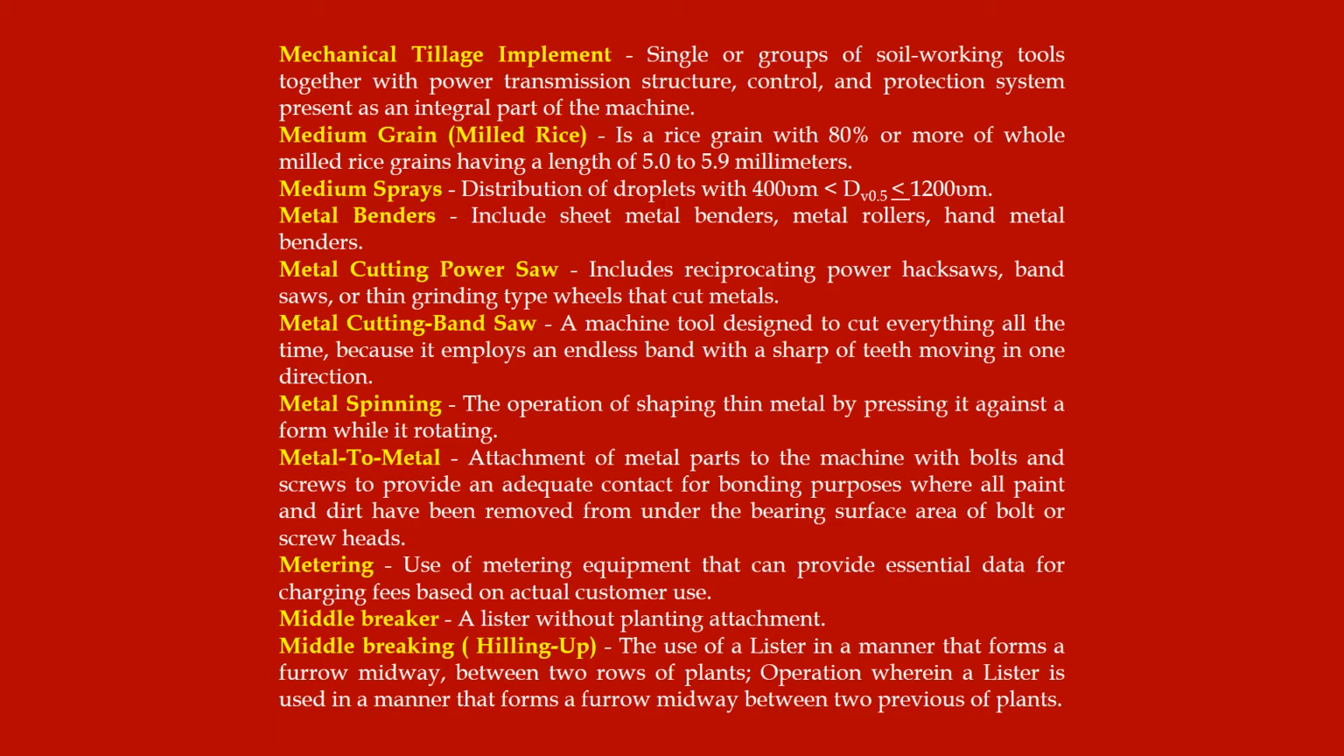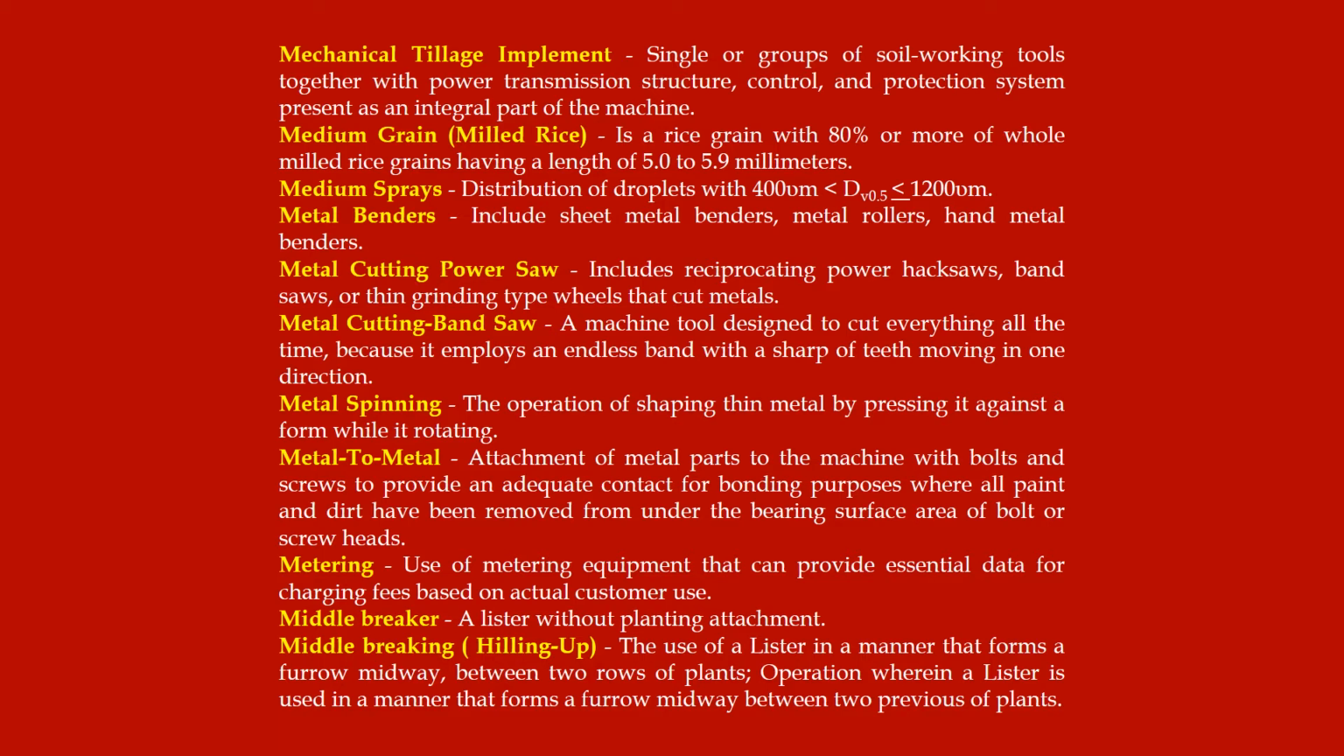Metal spinning: the operation of shaping thin metal by pressing it against a form while it is rotating. Metal to metal: attachment of metal parts to the machine with bolts and screws to provide adequate contact for bonding purposes, where all paint and dirt have been removed from under the bearing surface area of bolt or screw heads.